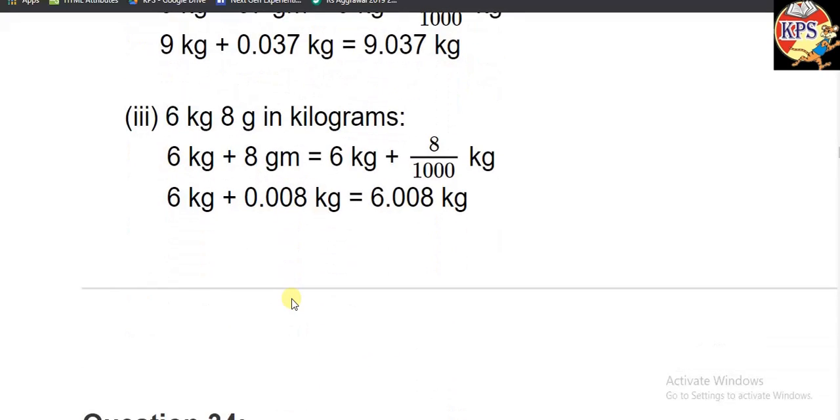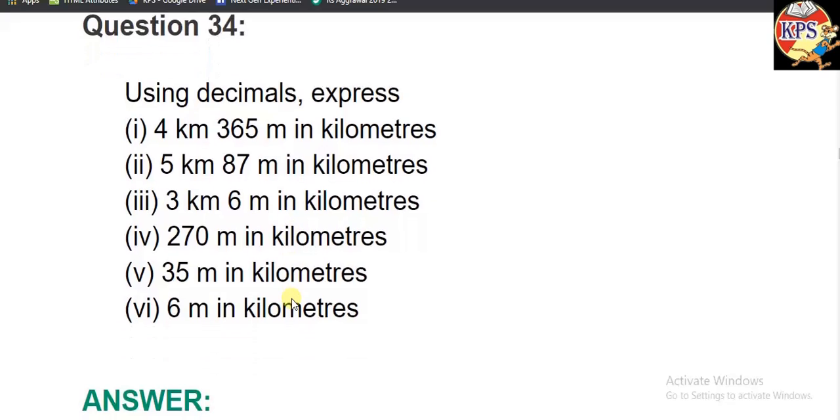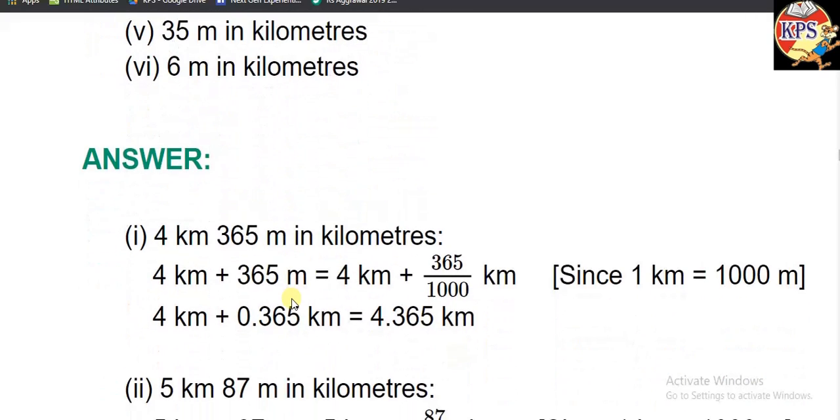Now the third question is number 34. Using decimals, express 4 kilometer 365 meter into kilometer. So these are the next questions, but these are simple, so I don't have to explain them. In all the questions you have to convert kilometer and meter into kilometer.